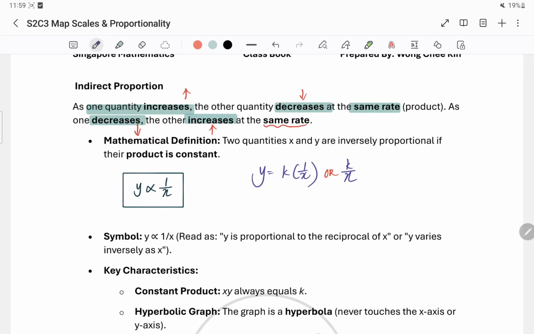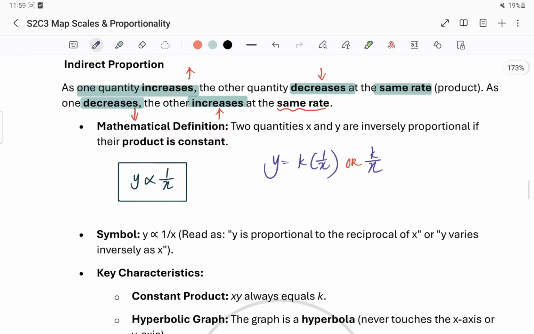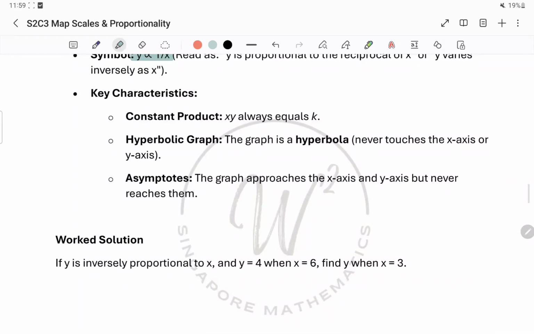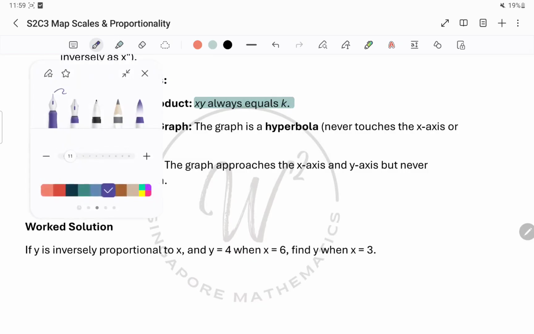Okay, so the same thing, y and x are the variables, the quantities. k is your rate. Here you can see the symbol I mentioned, no? y is directly proportional to 1 over x. Now the key characteristic is that xy is always equal to k.